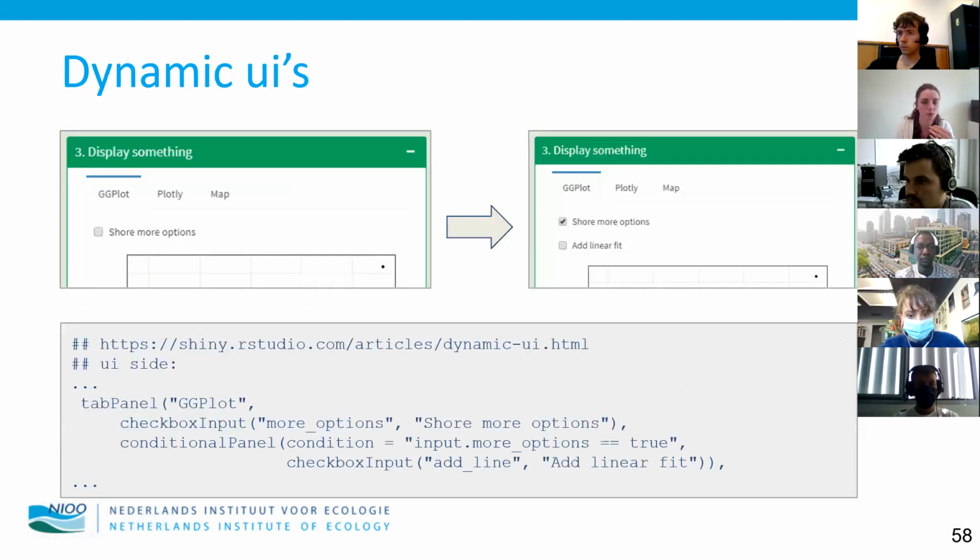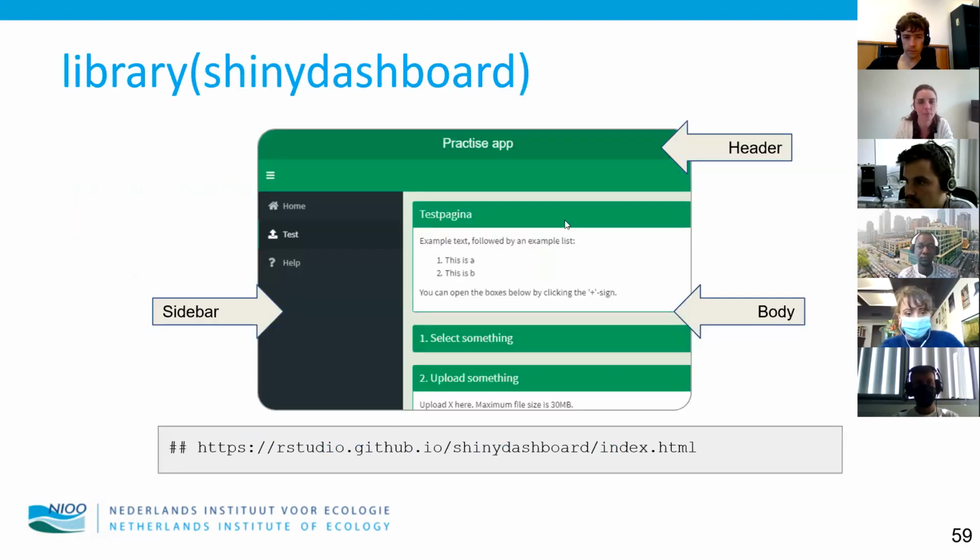You can make dynamic user interfaces. So when you click on a button, you can get more buttons or hide something temporarily. You can combine other packages with Shiny, for example, Shiny Dashboard, and that makes your app look a little bit nicer, a little bit smoother. So this is also the package that I used in the exercise app that we'll work with later on.